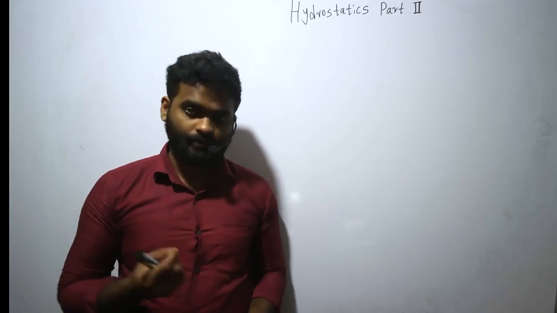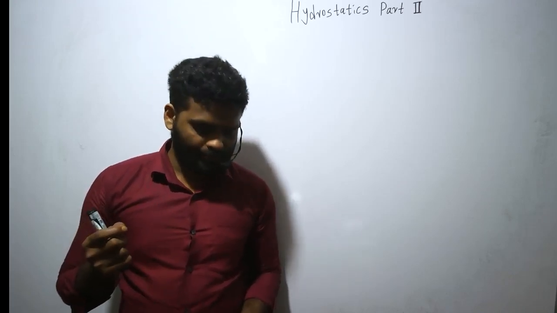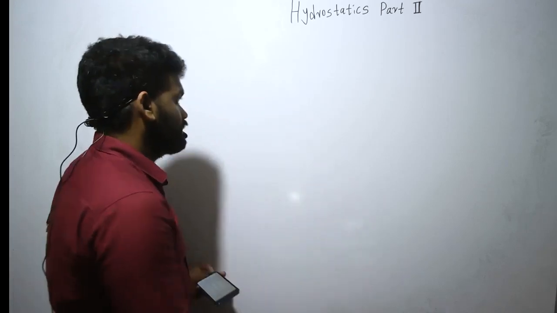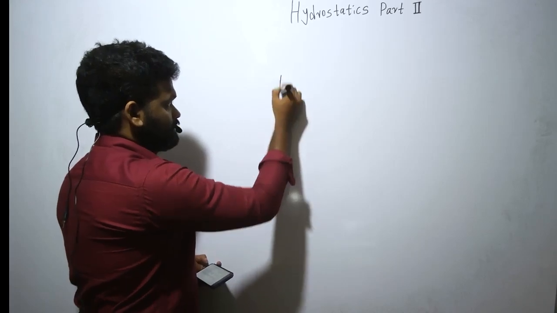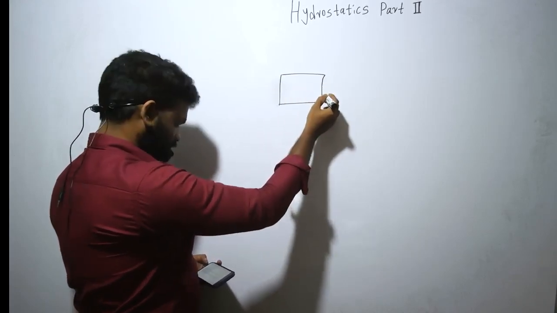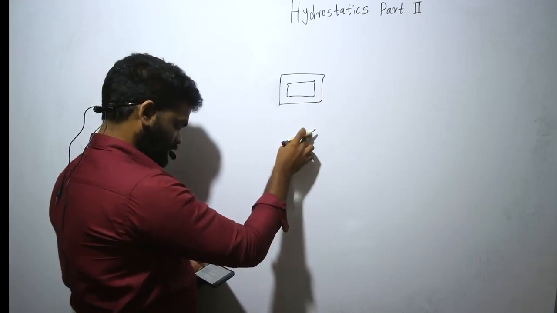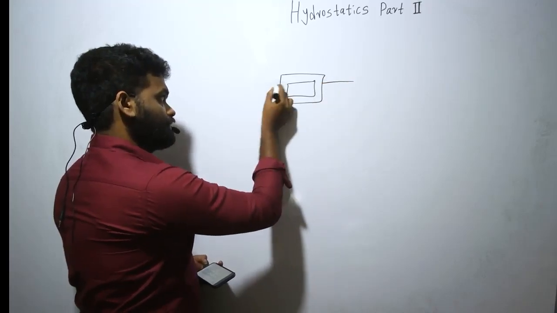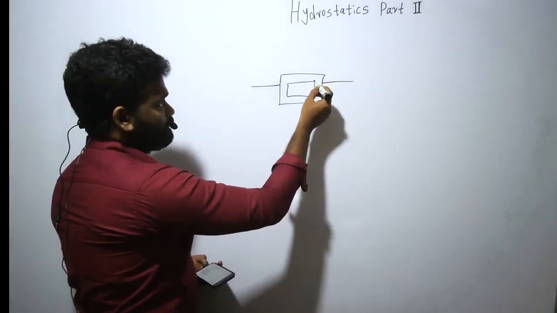Okay, next one, 7th. A metal cube made of material with density 1800 has a hole inside it. If 3/4 of its volume is immersed in water, right? So this is the total volume. 3/4 is immersed.